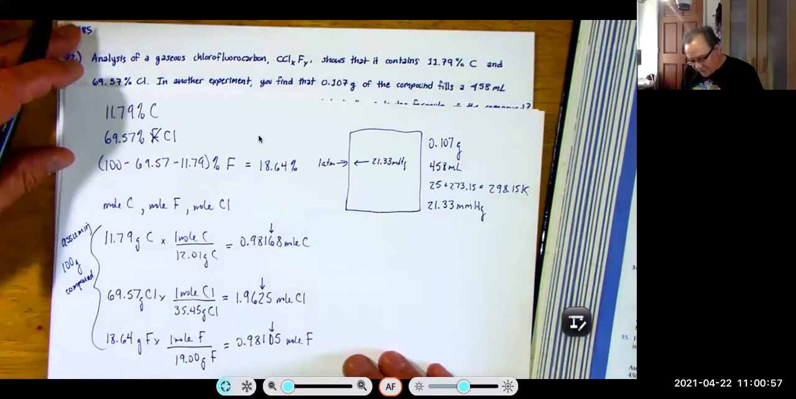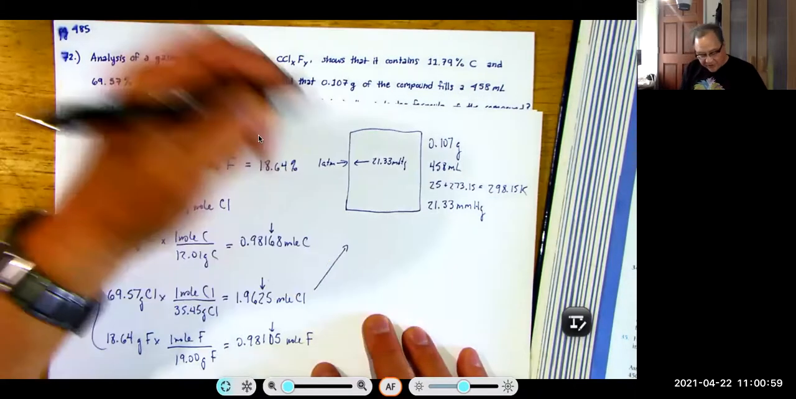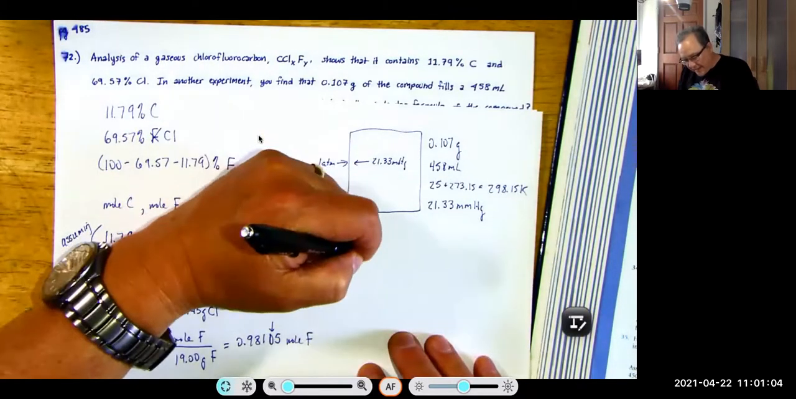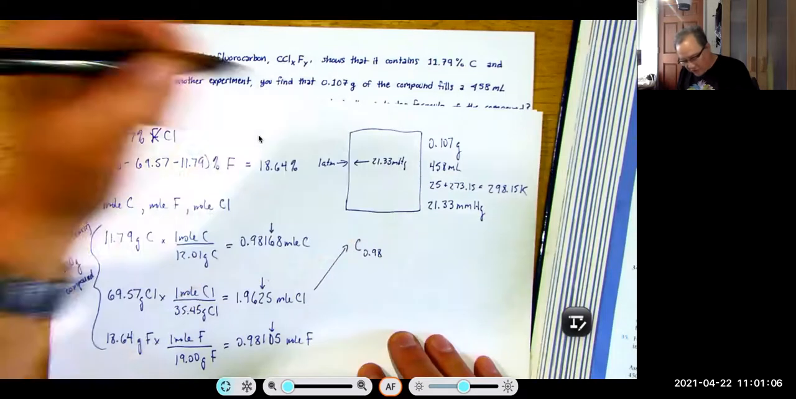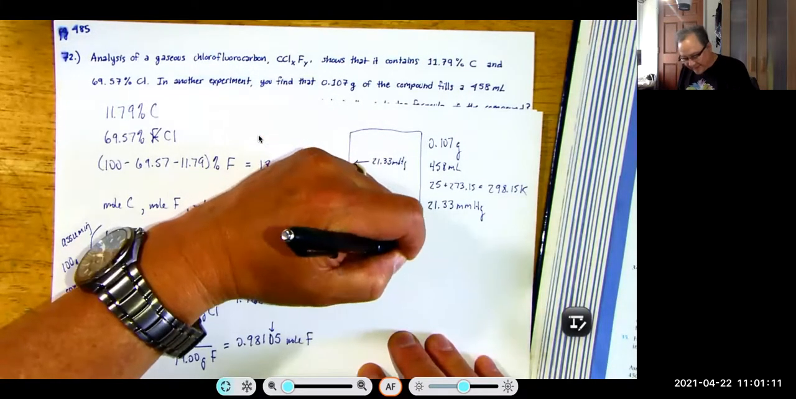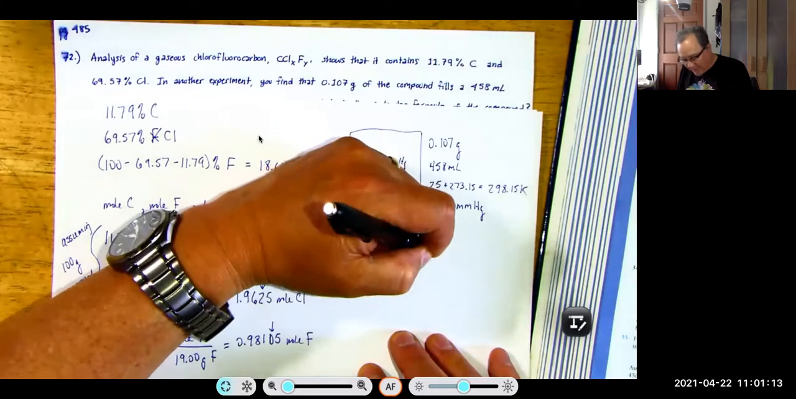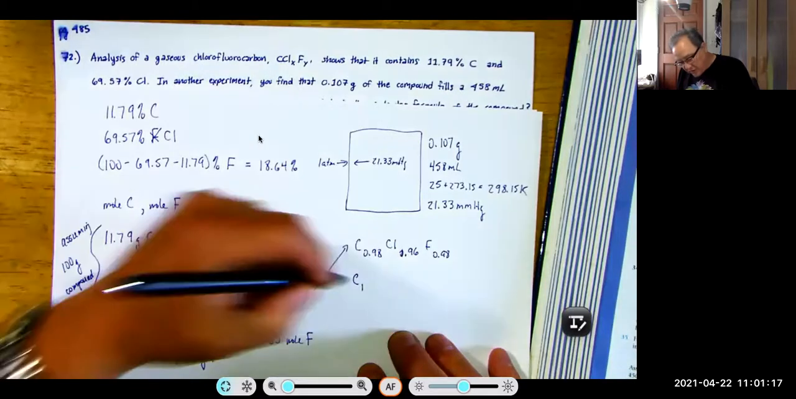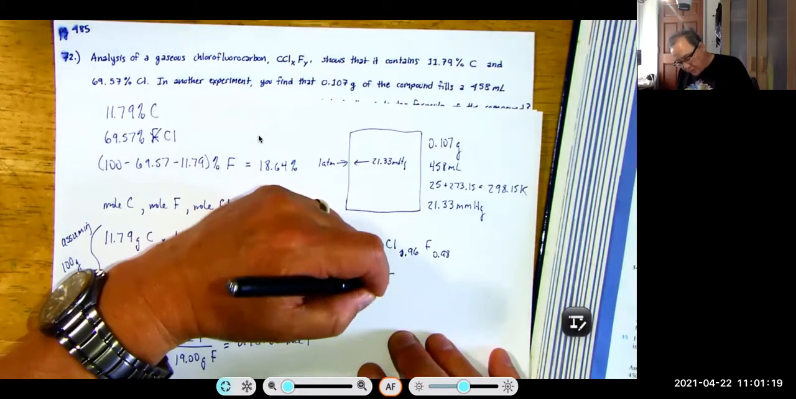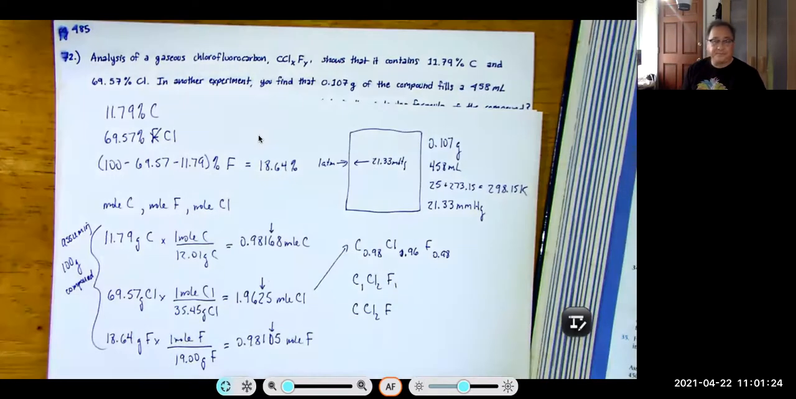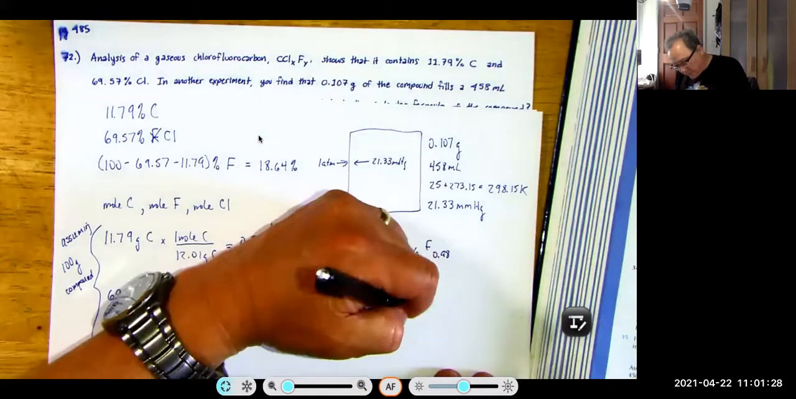So without too much effort, we can say, I'm just going to do this. C 0.98, chlorine 1.96, fluorine 0.98, comes out to carbon 1, chlorine 2, fluorine 1, which would be CCl2F. So that is the empirical formula.